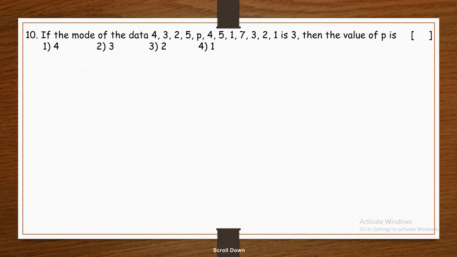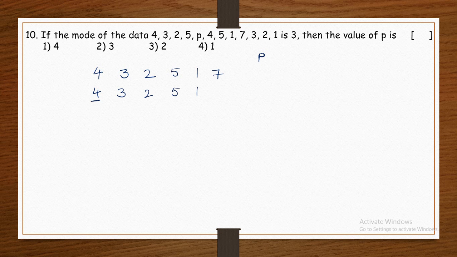Next, moving on to question number 10. For the mode of the data, we need to write down the numbers, like this. First is 4, next 3, next 2, 5. So here p is nothing but a number, so that p we need to consider, right? Next what do we have? 4, right below the 4. Next 5, next 1 is a new number, next 7, next 3, next 2, next again 1. So these are the observations that are given.